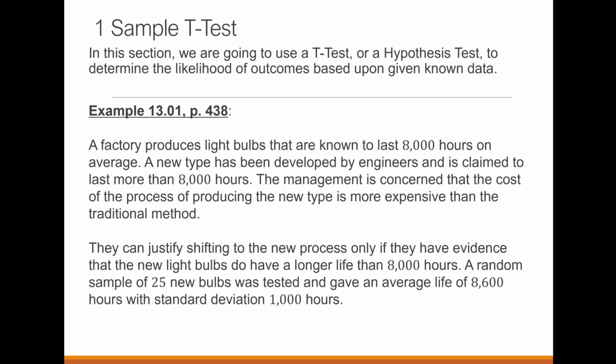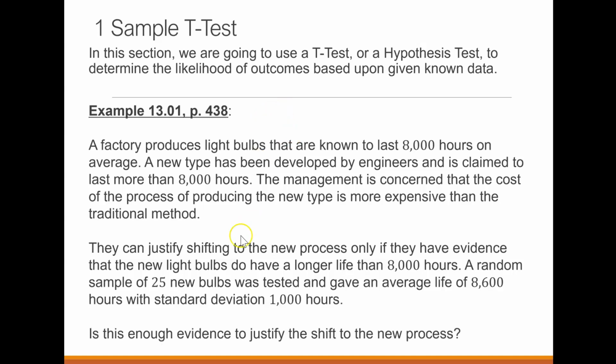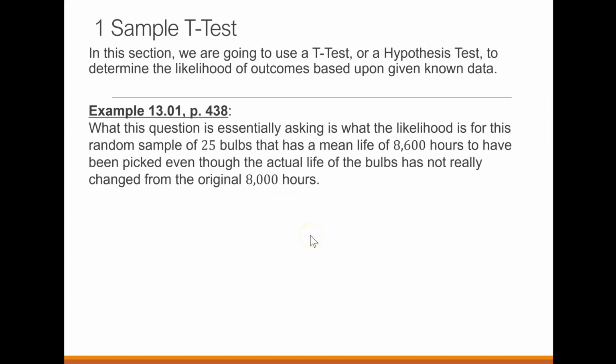Okay, so what we want to do is test to see if this new light bulb that we've built really does last longer than the traditional light bulb that we've been used to building, right? Now we've taken it, and the mean appears that it certainly lasts longer, but that's not definitive, right? All that's saying is that the sample lasted longer. It doesn't say anything about the whole. So is this evidence enough to justify shifting to the new process?